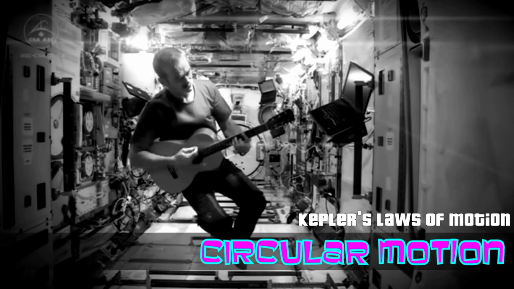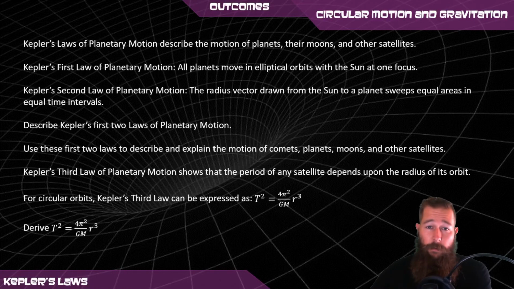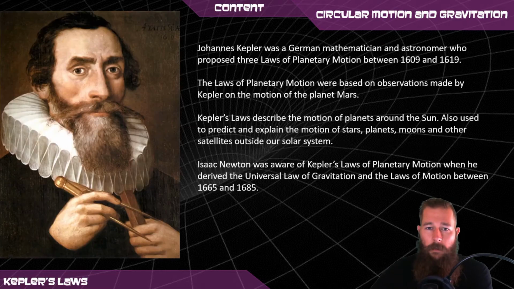Kepler's Laws of Motion. In this video we'll be talking about Kepler's laws of planetary motion. Now there's a lot on the slide, but there's only 3 laws. So Kepler was a German mathematician who came up with the laws of planetary motion in the early 1600s. Now you can imagine the patience that he had when he was observing the planet Mars without the technology that we have today. So Kepler's laws describe specifically the motion of the planets around our sun.